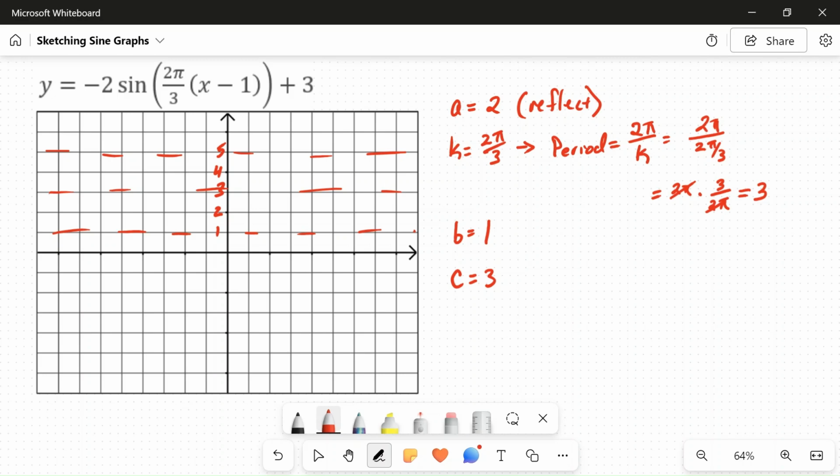Okay. So next, let's figure out where the graph starts. And the left edge of the graph is at our b value. So this graph was shifted 1 unit to the right. So we'll just go by tick marks. So here's 1, 2, 3, and 4. So right here is 1. And I know the period is 3. So if the graph starts at 1 and it travels a distance of 3, then we're going to end at 4. Okay, so that's how long my graph is going to be.